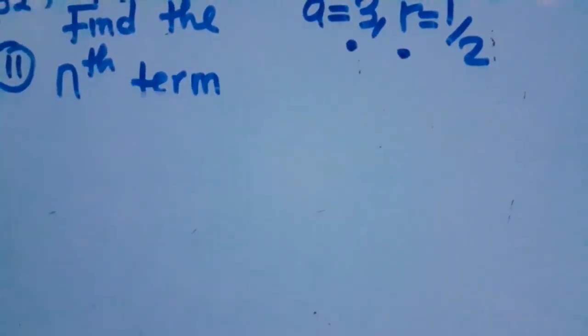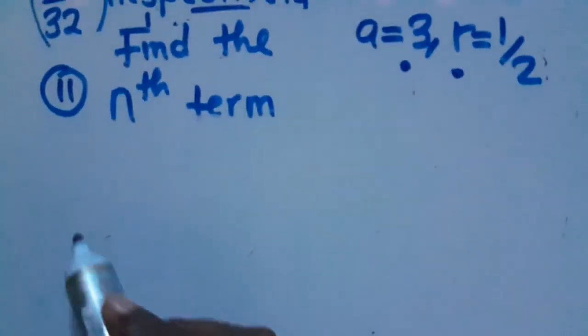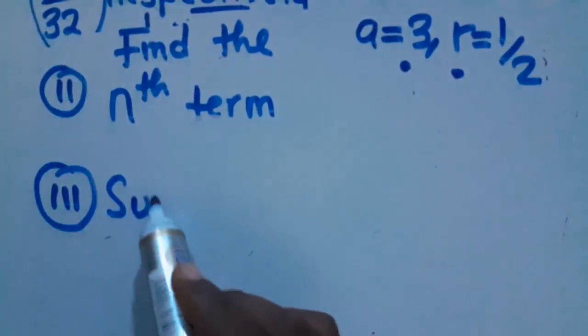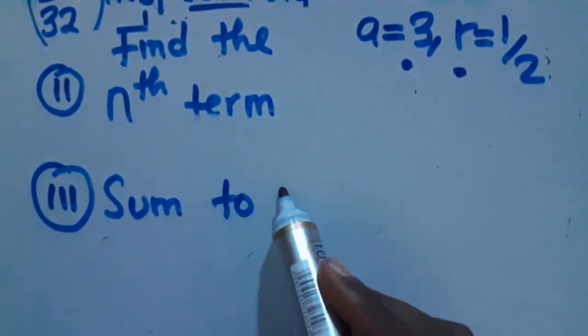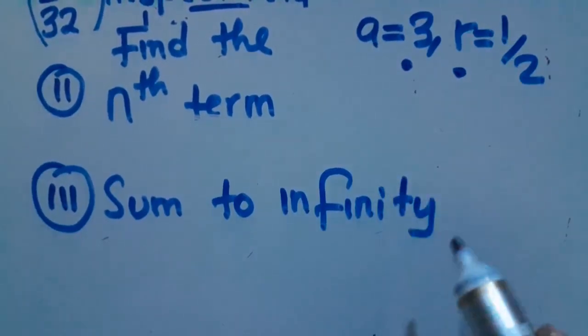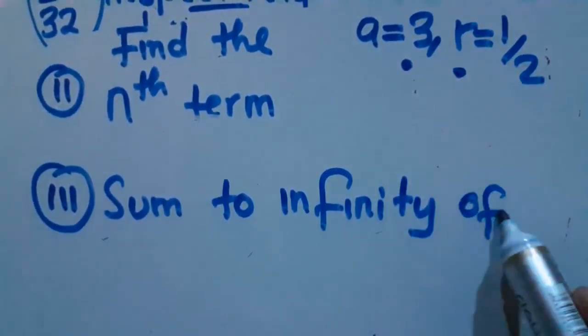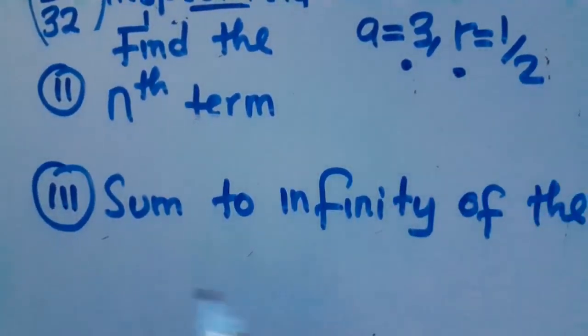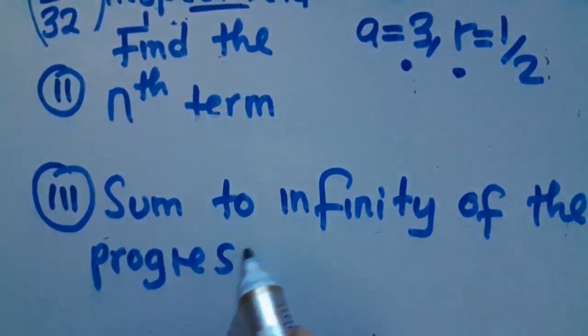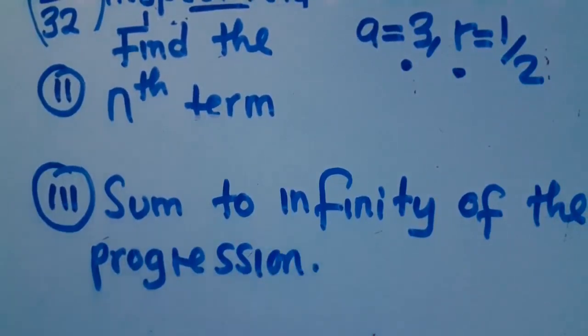We go to the last part. The last part was saying find the sum to infinity. Sum to infinity. You want to find the sum to infinity of the progression of the what? Geometric progression. So this progression, how do you find the sum to infinity?